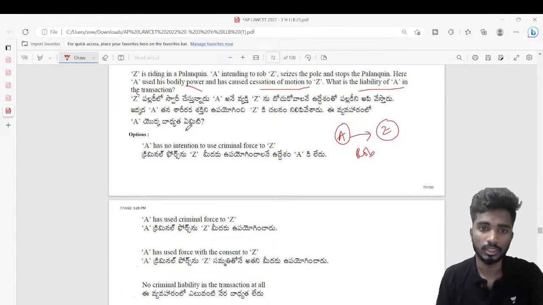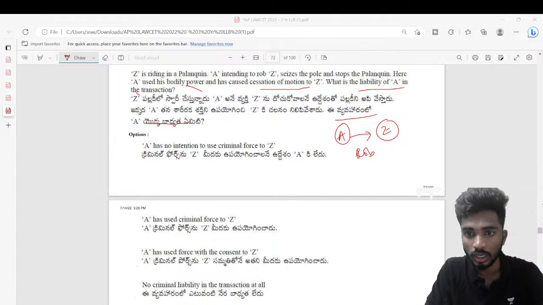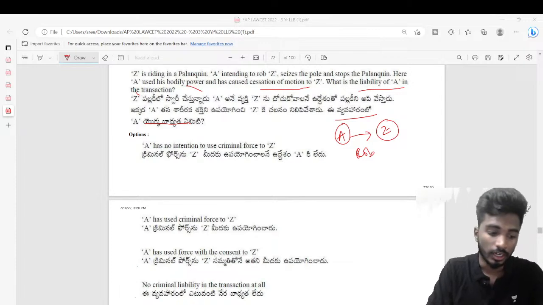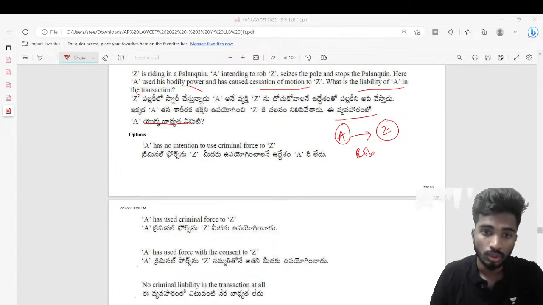Z పల్లకిలో స్వారీ చేస్తున్నాడు. A అనే వ్యక్తి Z ను దోచుకోవడానికి ఉద్దేశంతో పల్లకిని ఆపివేస్తాడు. ఇక్కడ A తన శారీరక శక్తిని ఉపయోగించి Z కి చలనం నిలిపివేశాడు. ఈ వ్యవహారంలో A యొక్క బాధ్యత ఏమిటి? A, by using his physical force, he stopped Z from moving. Right, so the answer is A has used criminal force to Z.